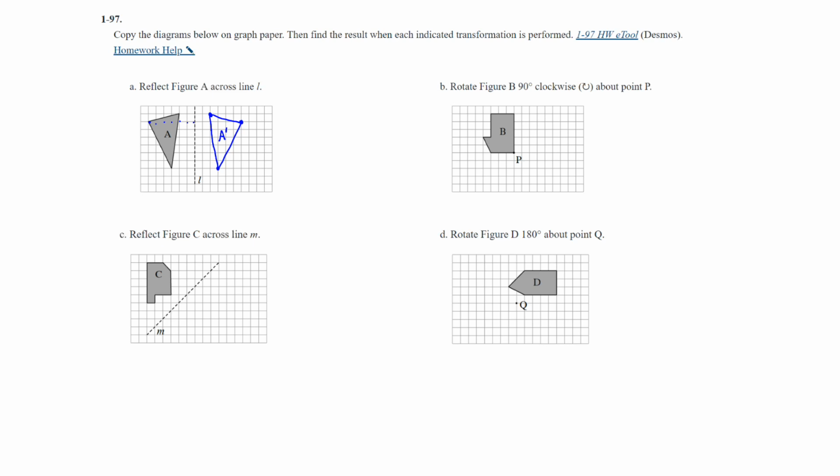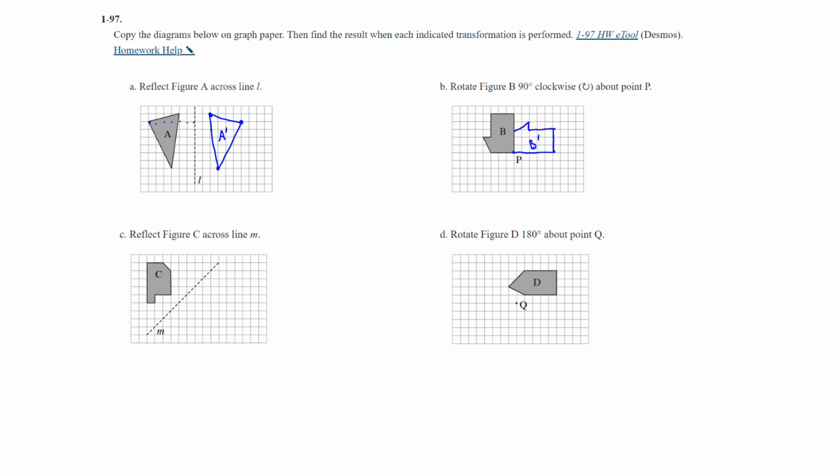B, rotate figure B 90 degrees clockwise about point P. So we're taking this and rotating clockwise 90 degrees. So you might need some patty paper on this one. That'll be this side right here. That represents this side. I'm just kind of working my way around there. And that would represent your new figure rotated 90 degrees clockwise.